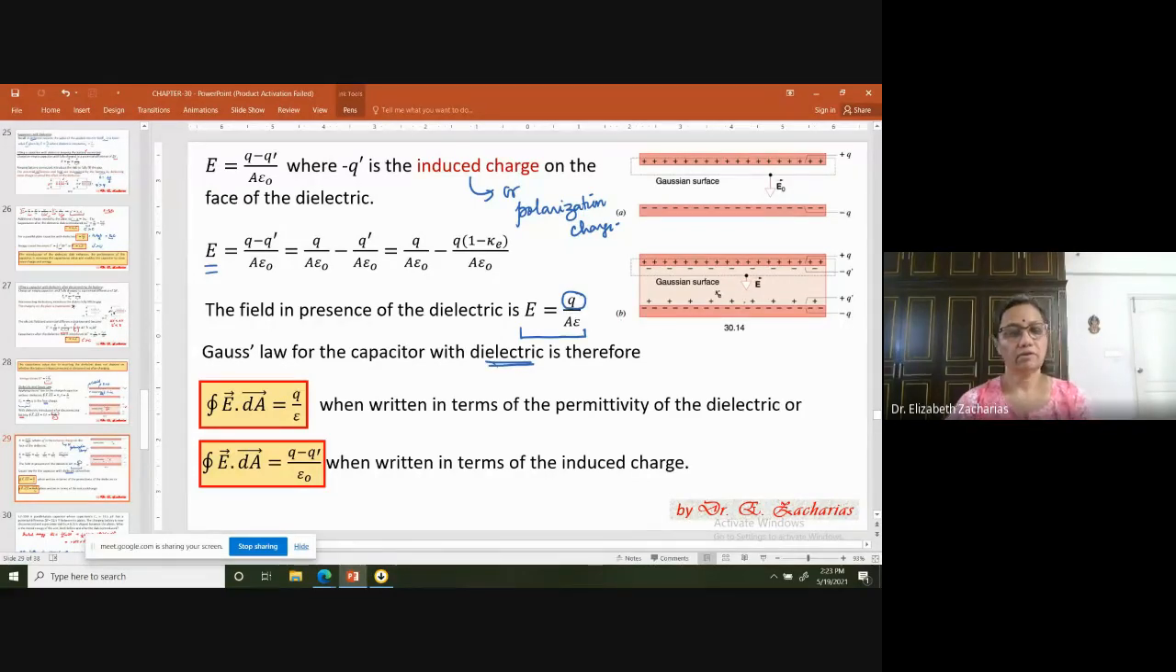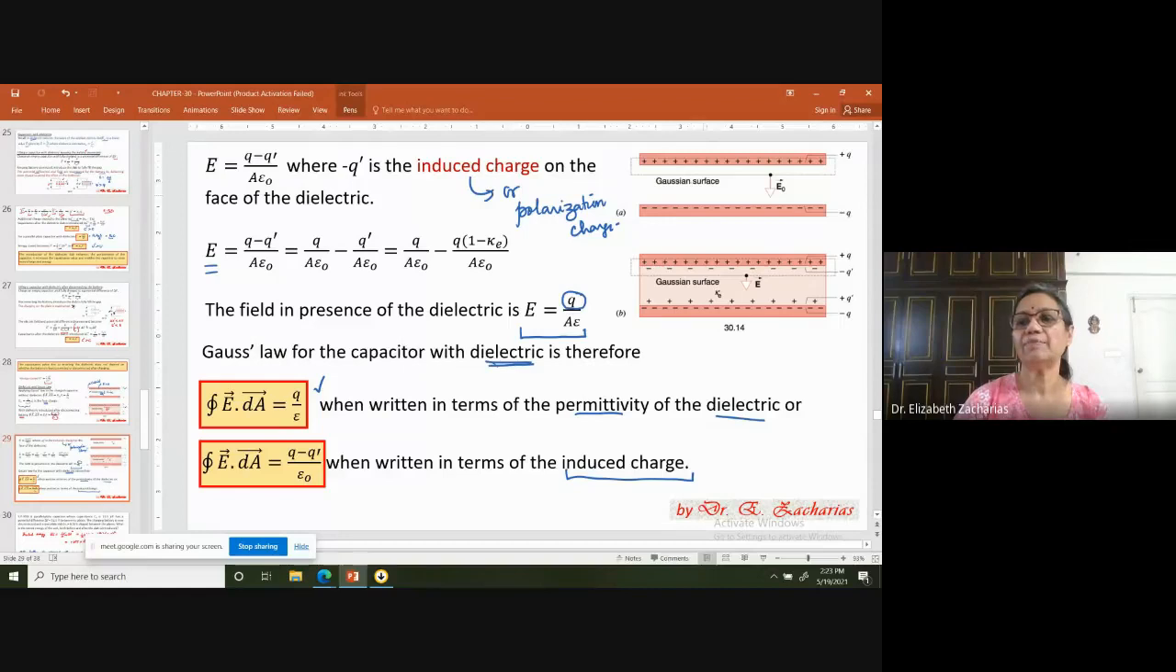Whenever you're writing Gauss law for these kind of situations, you have to remember one thing. You can write Gauss law like this: integral E dot dA is Q by epsilon. Here the permittivity of the medium is taken and we are not considering Q prime, the polarization charge. Look at the next way of writing. Integral E dot dA is Q minus Q prime by epsilon naught. The presence of the dielectric is now written in the form of induced charge, not in terms of permittivity.